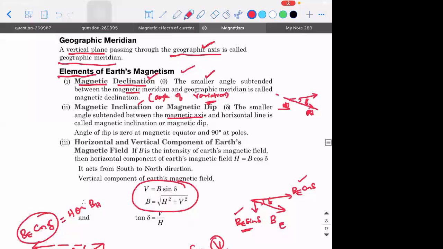If you calculate the smaller angle subtended between the magnetic meridian and geographic meridian, that smaller angle is what we call magnetic declination, right? Then what is magnetic inclination or magnetic dip, also called the angle of dip? It is the smaller angle subtended between the magnetic axis and the horizontal line that we call magnetic inclination or magnetic dip.